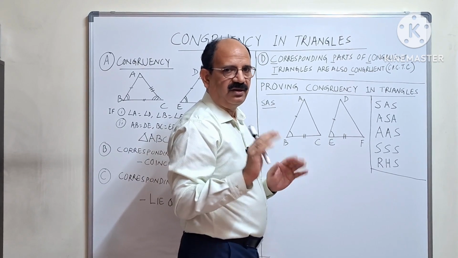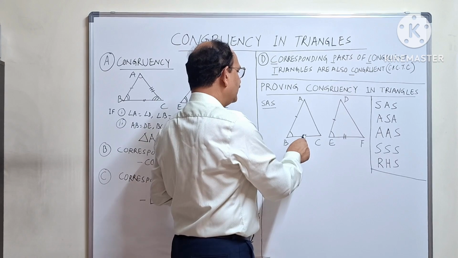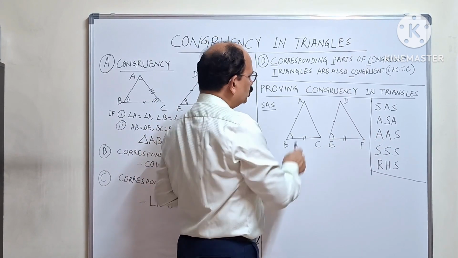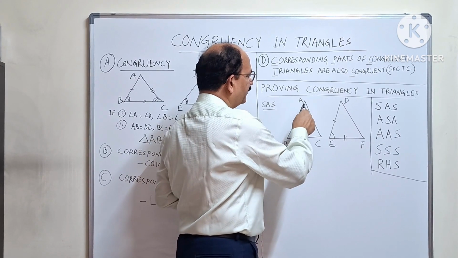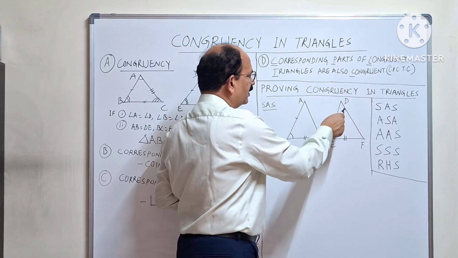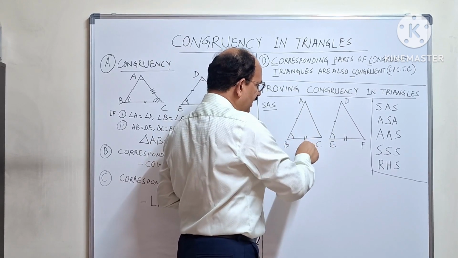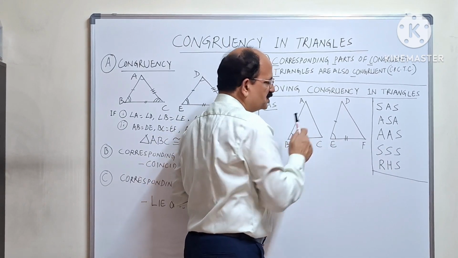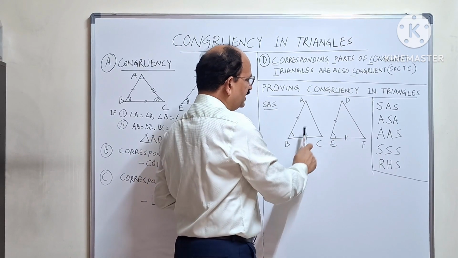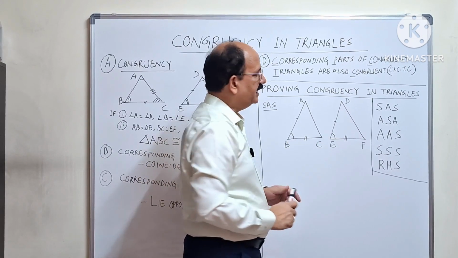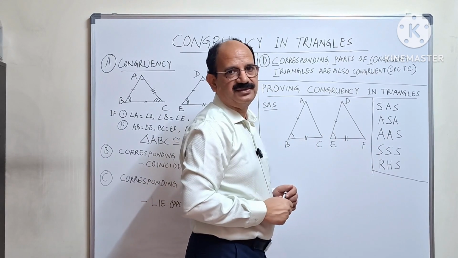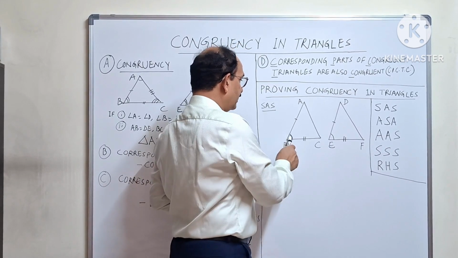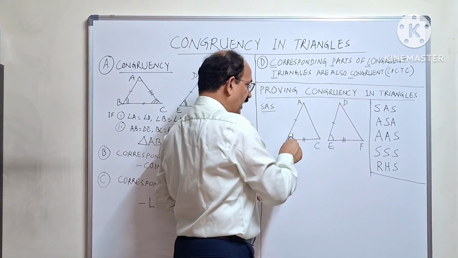Important part to take care of in the AAS criterion is that the one side which you are proving equal should be a corresponding side. If you have proved this angle is equal to this angle, then this side will be the corresponding side of this angle. And if you are able to prove these two equal, that is BC is equal to EF, then your AAS criterion is fulfilled.